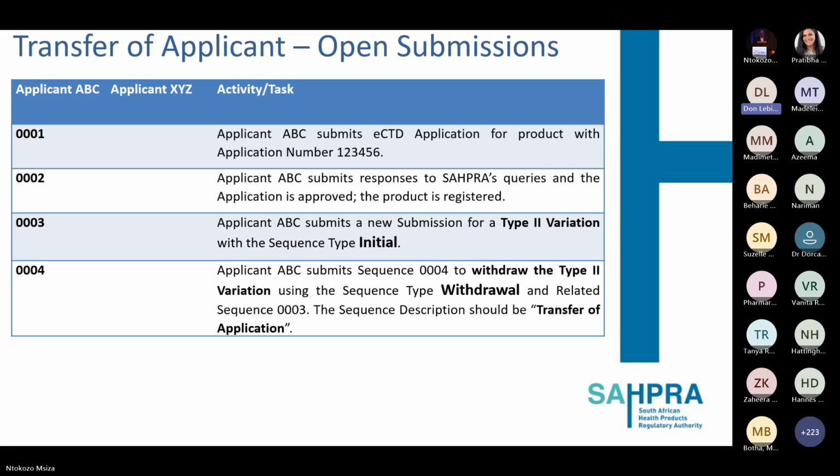Right. With open submissions, as the relinquishing applicant, you would submit your 0001 as a new application, and on sequence 0002, you get your registration. And then on your sequence 3, you submit a type 2 variation with sequence type initial, but then the TOA kicks in while you're waiting for your type 2 approval. So you would need to send in a withdrawal of that type 2. And in your sequence description, you would state that this is because of a transfer of application. Thanks, Ntokozo. Next one.